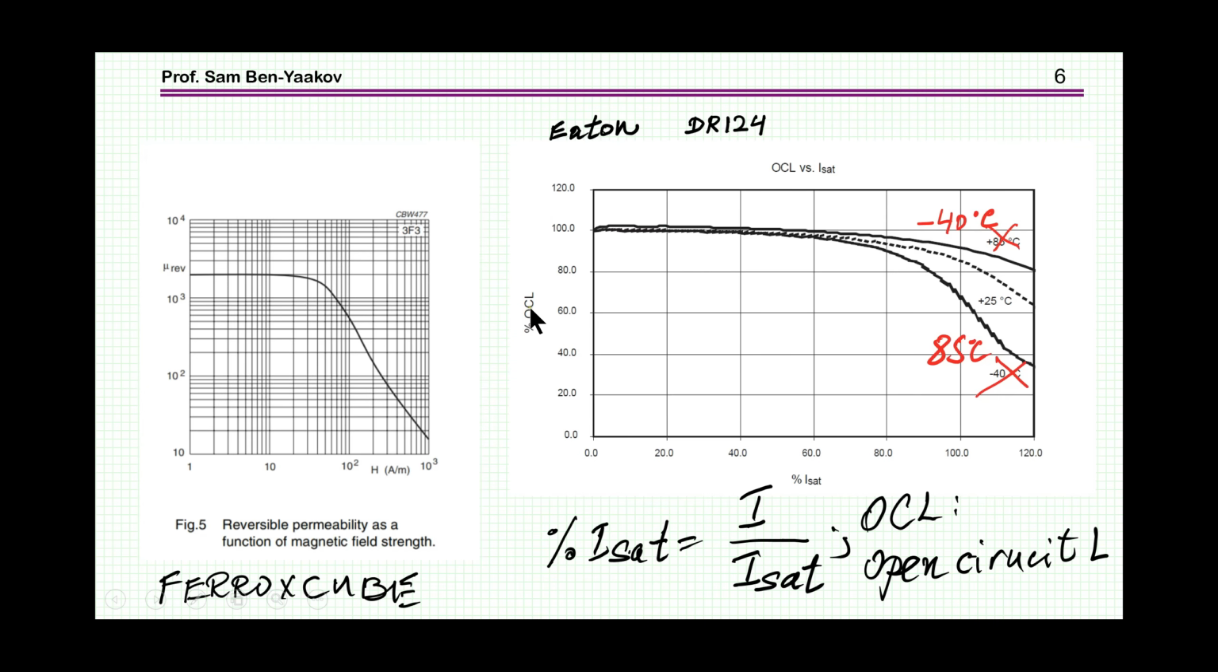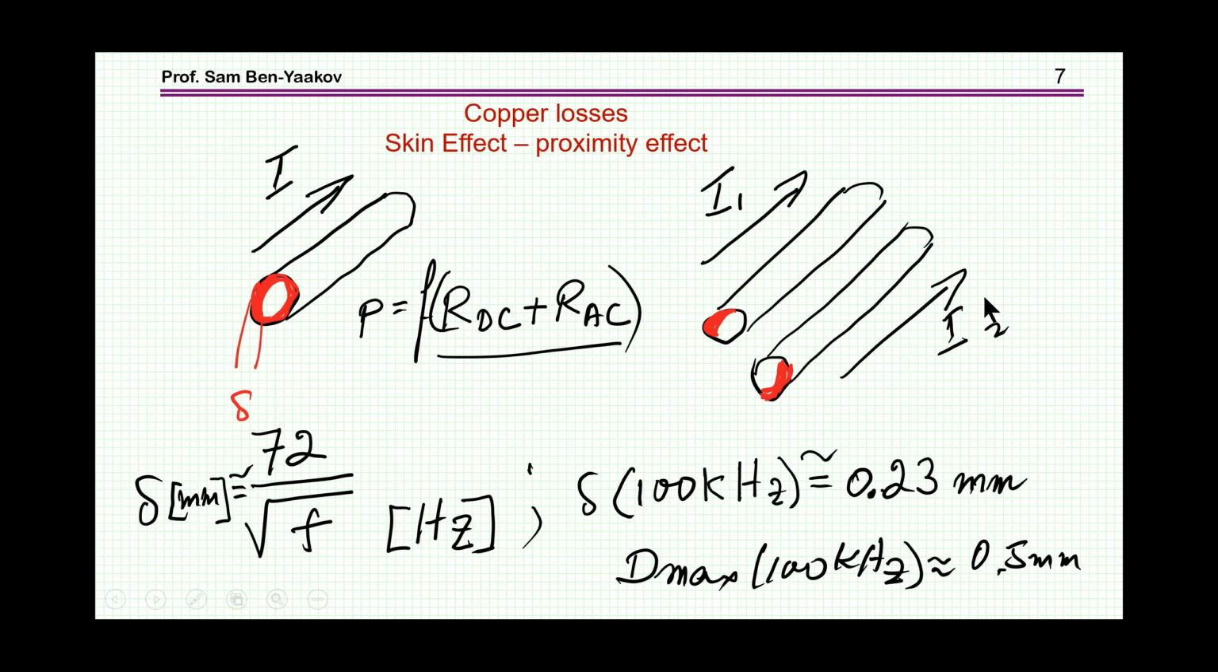This is the open circuit inductance, and there's a mistake here. So this is 85 degrees. It's temperature dependent, which is not shown here, and this is temperature dependent. So as you're approaching this value I sub, which they define, of course there is a larger drop. And then we have another issue, and that is the resistance of the wire.